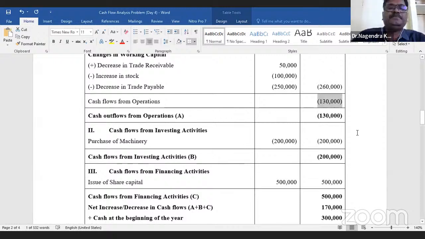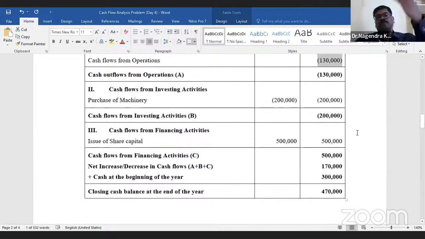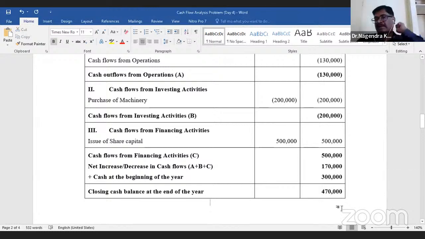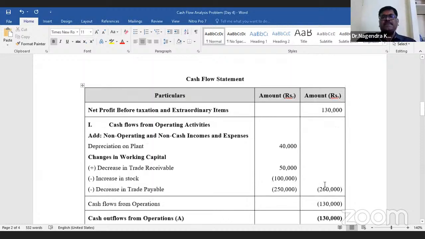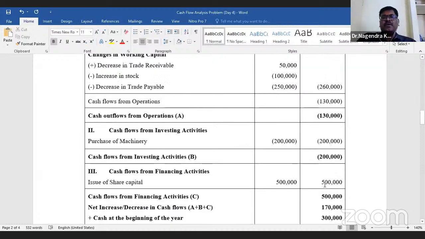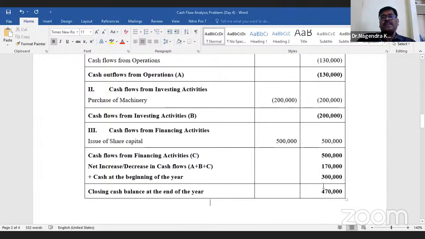from the operation. And machinery is a straightaway investing activity. So there was a straightaway cash outflow, that is 2 lakhs rupees. And then 5 lakhs we have received from the share cash. So these are different sources of cash outflows and inflows, actual cash outflows and inflows, and this is the cash balance that we got at the end of the year. So as we have seen, this will give us an idea about where we are investing and where we are getting the cash, actual cash.